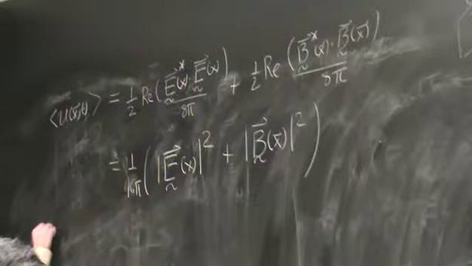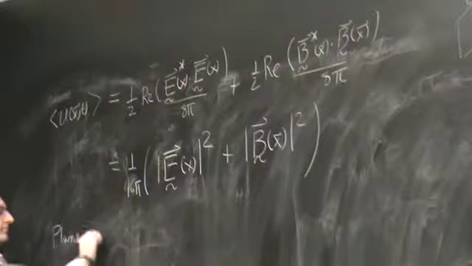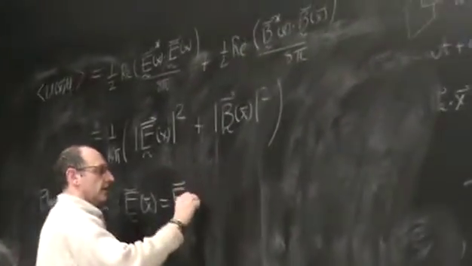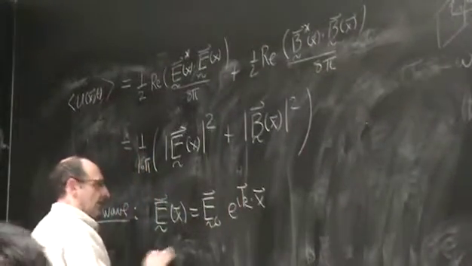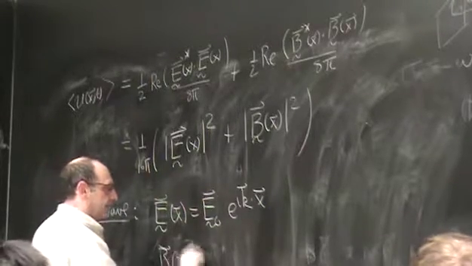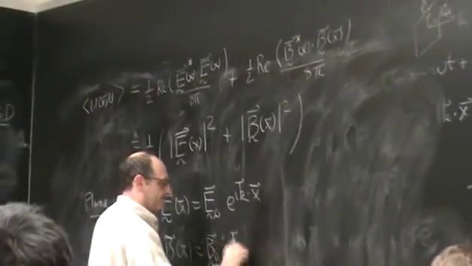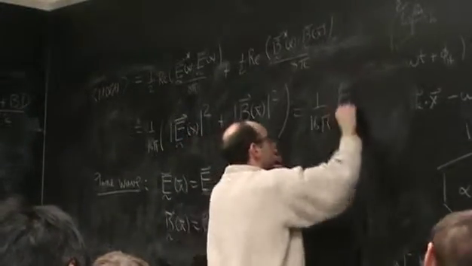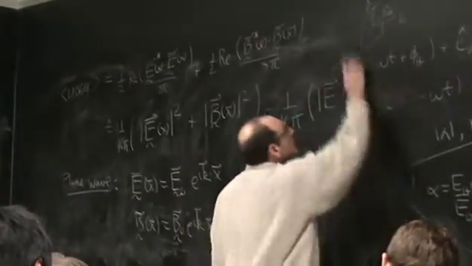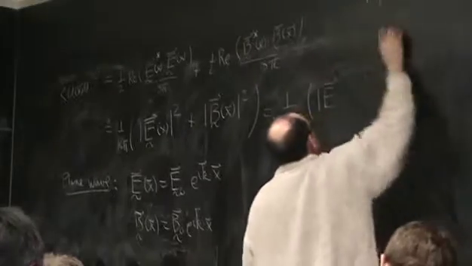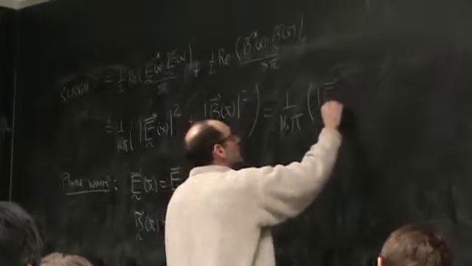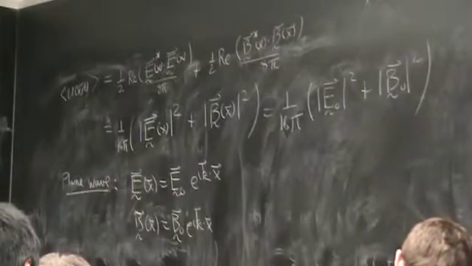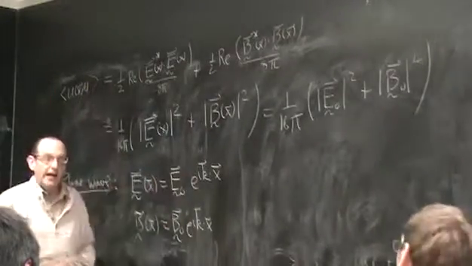Now, let's look at this for the case of the plane wave. For the plane wave, the complex vector E is E0 e to the i k n dot x, and B is B0 e to the i k n dot x. And so this is equal to 1 over 16 pi, E0 squared plus B0 squared. Right? The phase cancels, you take the complex absolute value.